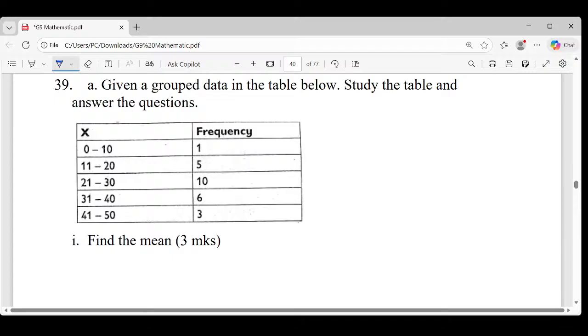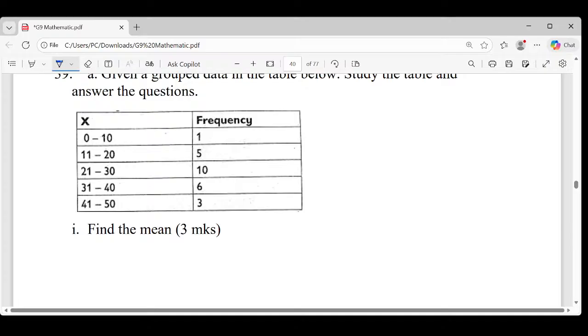Given grouped data in the table below, study the table and answer the questions. Roman 1, find the mean. When you are told to find the mean, what do we need to do? To get the mean, we have the formula that mean is equal to summation of fx over summation of f.